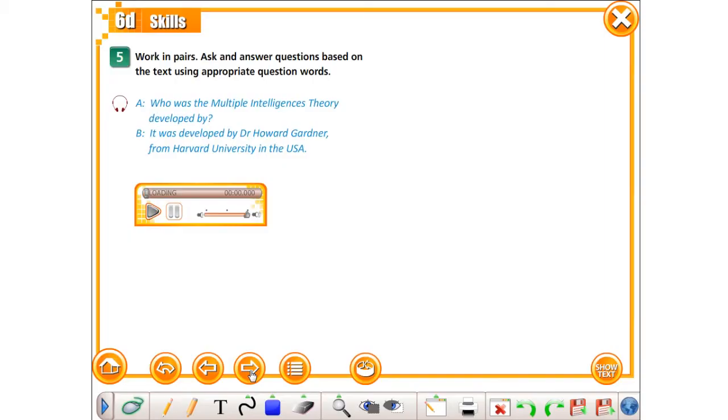Exercise 5. Work in pairs. Ask and answer questions based on the text, using appropriate question words. Listen to the example. Who was the multiple intelligences theory developed by? It was developed by Dr. Howard Gardner from Harvard University in the USA. Let's start the task.